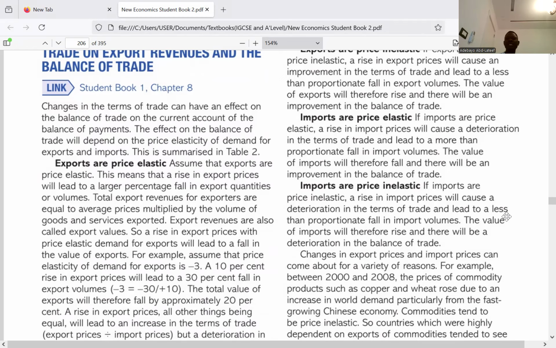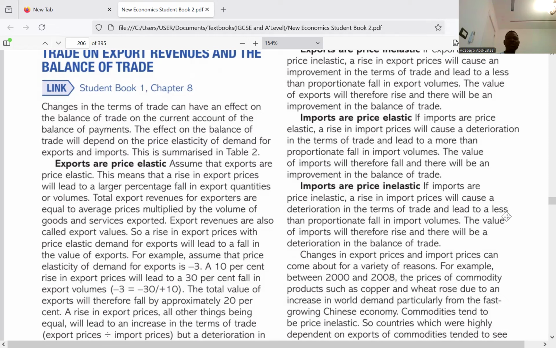So if imports are price elastic, a rise in the price of imports will bring about a deterioration in the terms of trade. And why does it bring about deterioration in the terms of trade? It brings about deterioration in the terms of trade because people would not import anymore. Demand for import would reduce. And if the demand for import reduces, it improves the balance of trade. Did you get the point or not?